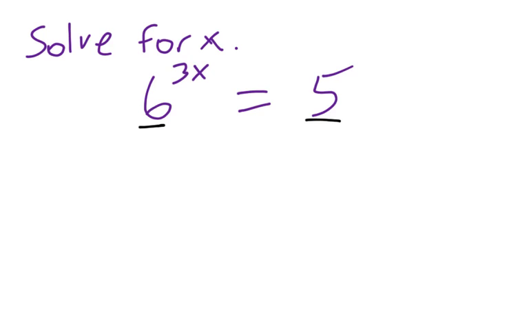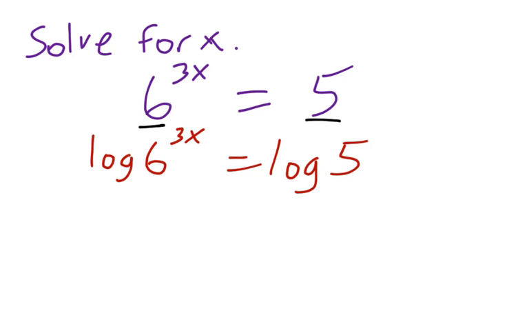So we need to take the log of both sides. So it's going to be log 6 to the 3x equals log 5. Remember, whatever you do to one side, you still have to do to the other side of the equation.